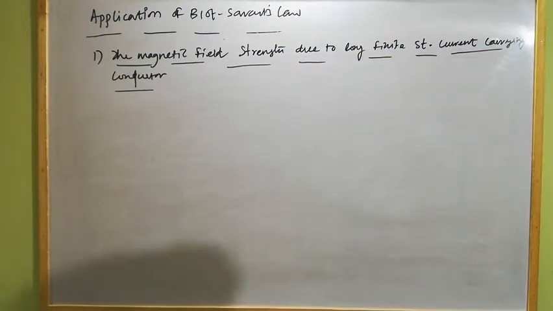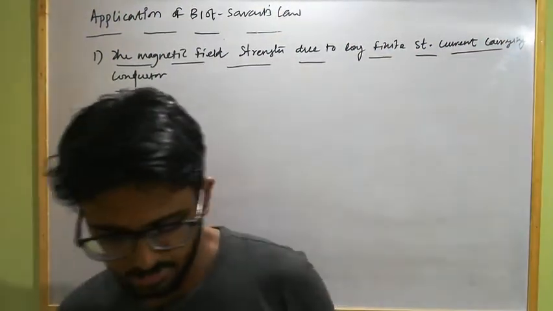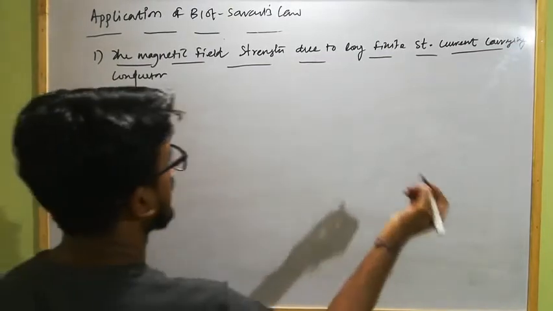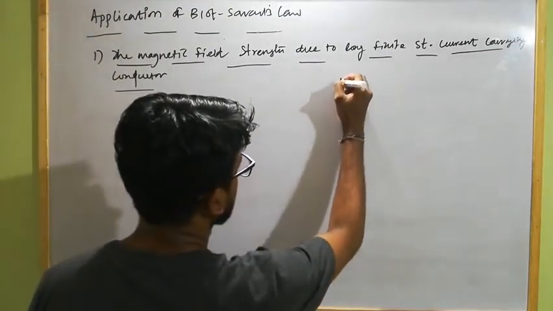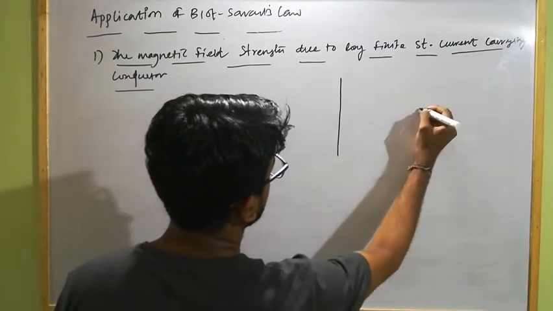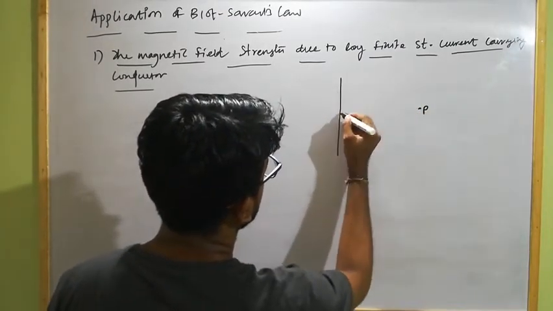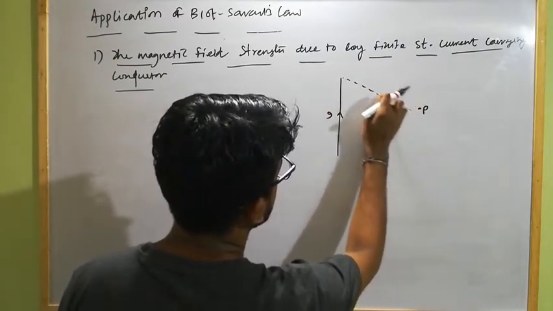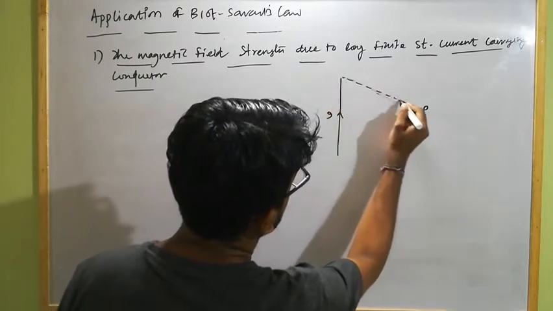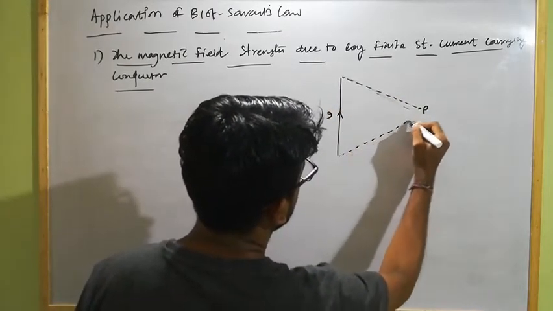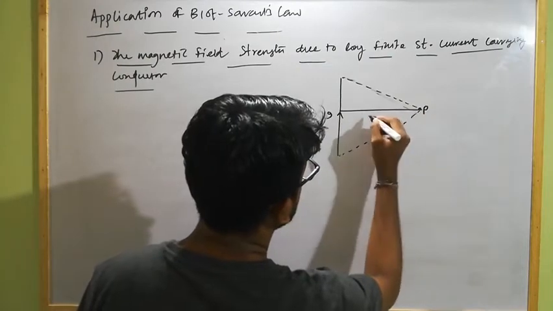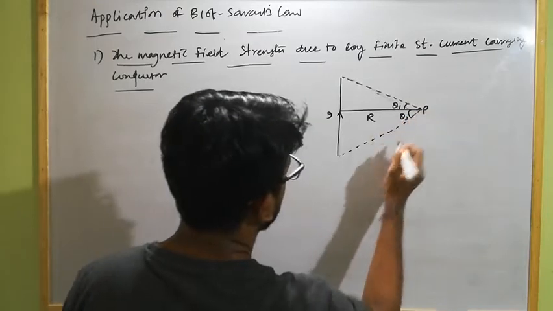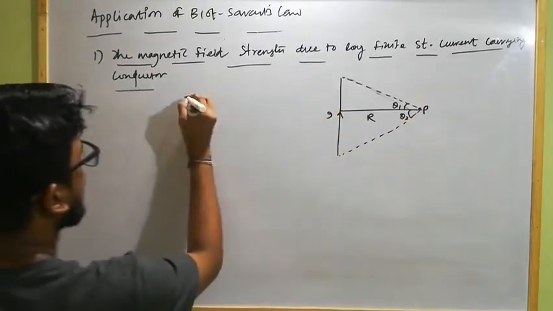So now let us discuss some special cases regarding the first application of the current carrying conductor. As we already discussed, if this is a straight long current carrying conductor and here is a point of observation P, and here the current I is flowing through it, and these two ends of this current carrying conductor make angles theta 1 and theta 2, and this is the perpendicular distance r, then the value of B at point P will be how much?